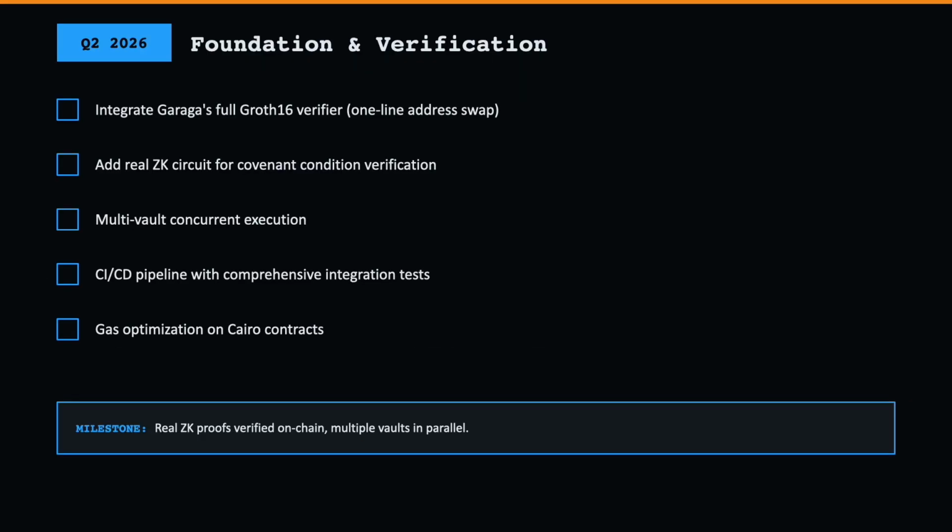Here is the roadmap for this application for Q2 of 2026. Foundation and verification. We integrate Garaga's full Groth16 verifier, which is literally a one-line address swap. We add real ZK circuits, enable multi-vault concurrent execution, set up CI/CD, and optimize gas on Cairo. The milestone achieved will be real ZK proofs verified on-chain with multiple vaults running in parallel.